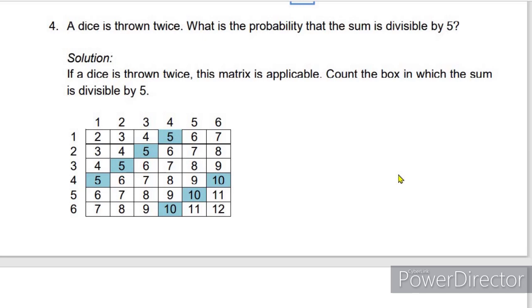So number 4, a dice is thrown twice. What is the probability that the sum is divisible by 5? For the solution, if a dice is thrown twice, this matrix is applicable. Count the boxes in which the sum is divisible by 5. We put all the results 1, 2, 3, 4, 5, 6 in the columns and the rows, then we just add them. 1 plus 1 is equal to 2, 1 plus 2 is equal to 3, up to 6 plus 6 is equal to 12. Now, we select all sums that are divisible by 5. 4 plus 1 is 5, so that is 1. 3 plus 2 is 5, that is 1. Counting them, we have 1, 2, 3, 4, 5, 6, 7. So there are 7 results that are divisible by 5.